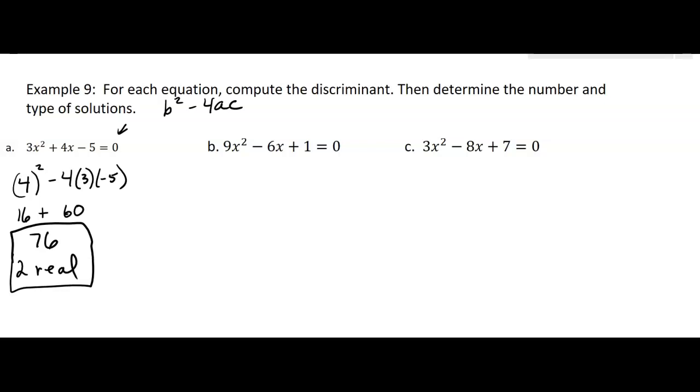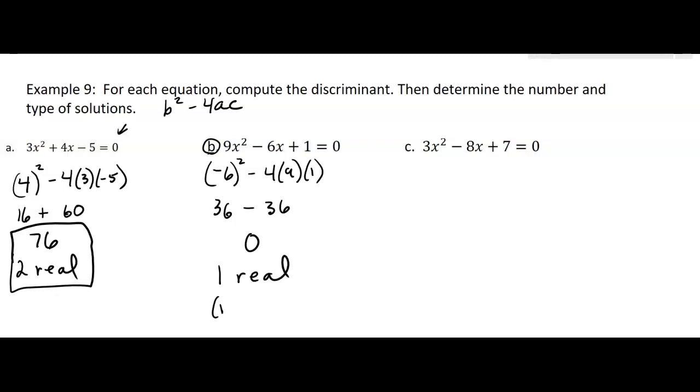Okay, next. So b, -6 squared minus 4 times 9 times 1. So I'm going to get 36 minus 36. Okay, so it's 0 this time, and so we get one real solution. It's rational, by the way. I don't think they want to know that. I think they just want to know if it's real, but I'll just note to self it's also rational.